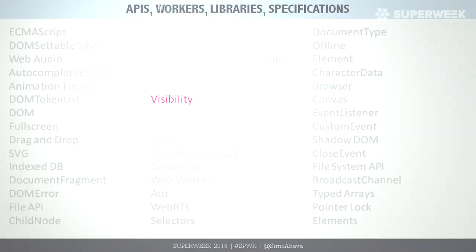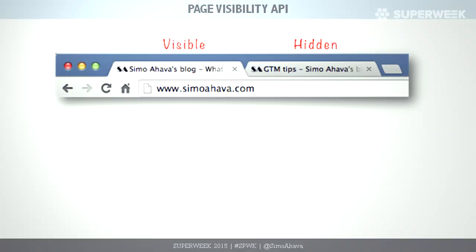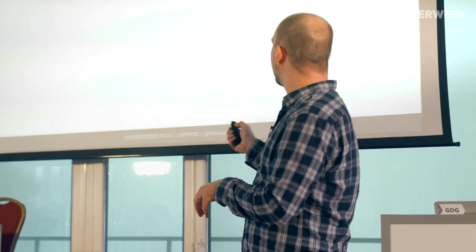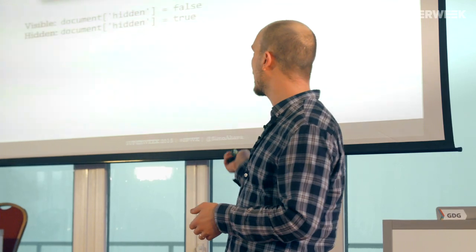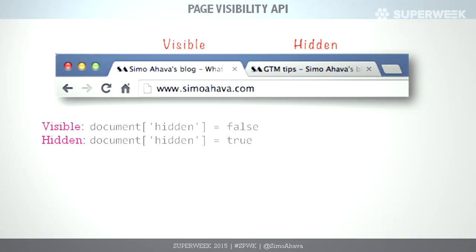The one I want to focus on is visibility. So there's actually an API for visibility. Now I have an example from my blog. I have a blog post open on the visible page, and then I have another blog post waiting for me to read, but it's in a tab that I haven't activated yet. Now, this first tab is visible, and the other is hidden. And we actually have an API to query whether or not a certain page is visible or hidden.